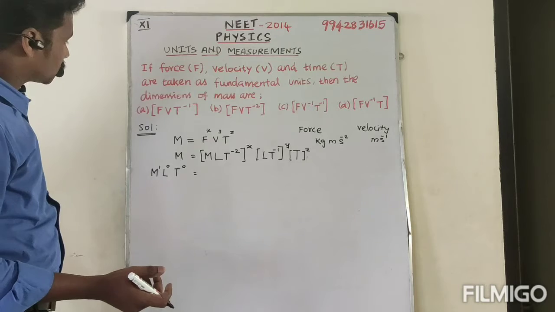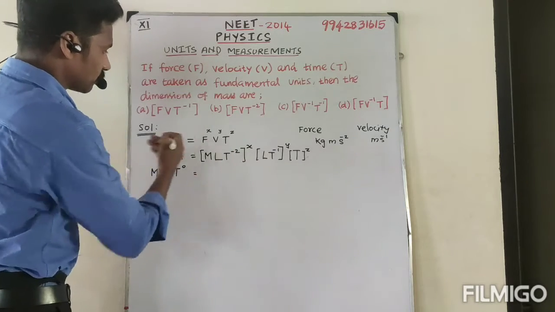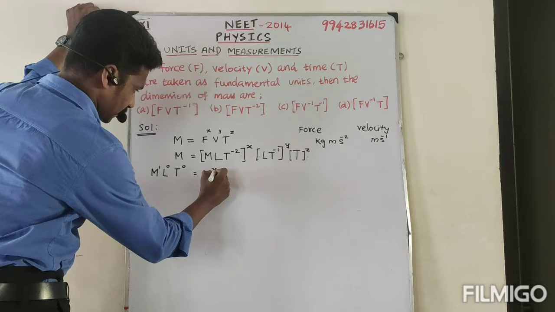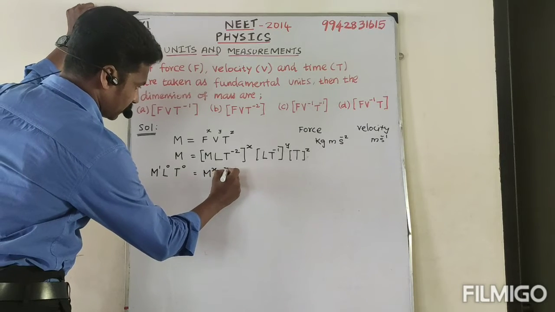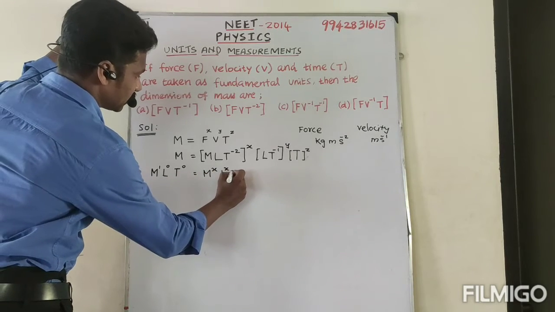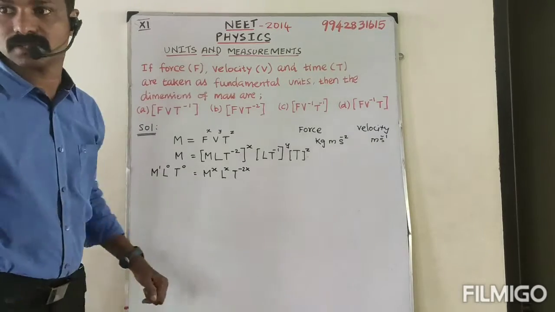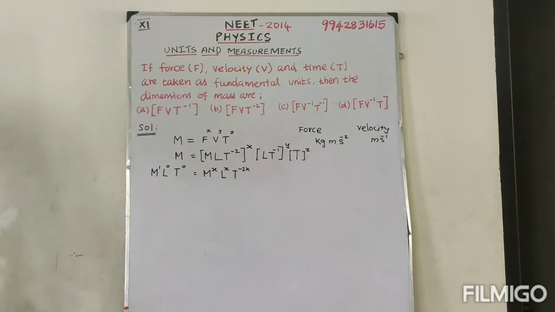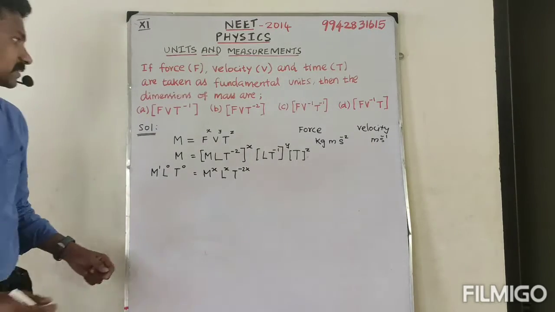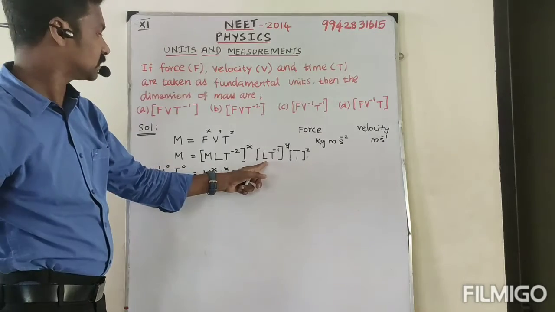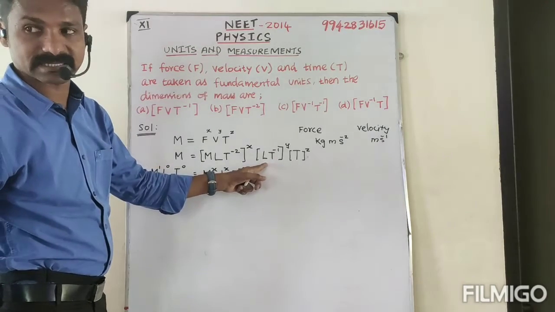So the same thing applies here. Now the power value is multiplied inside. So I can write M power x, L power x, and then T power minus 2x. And then next, let's take the L, that is L power y.